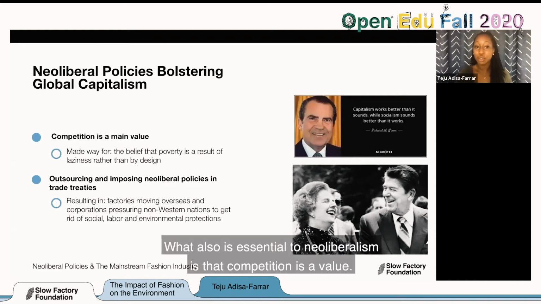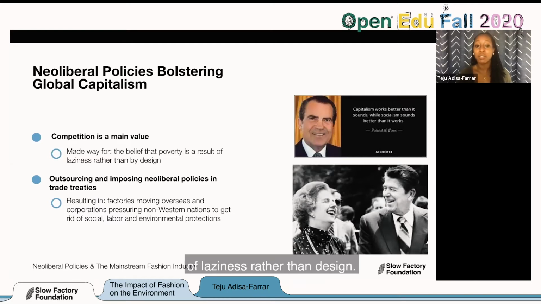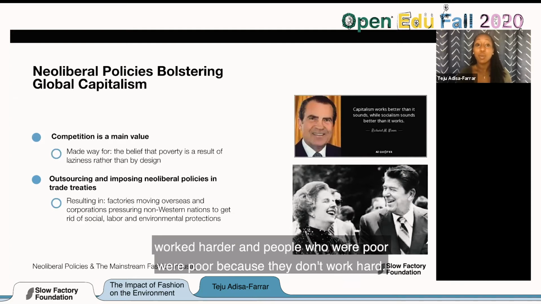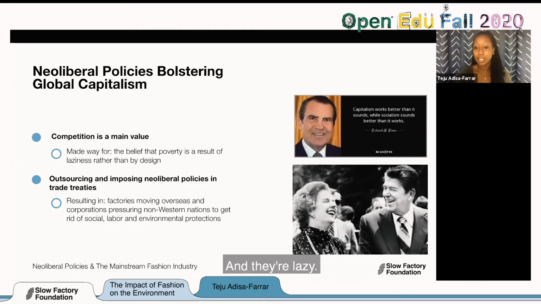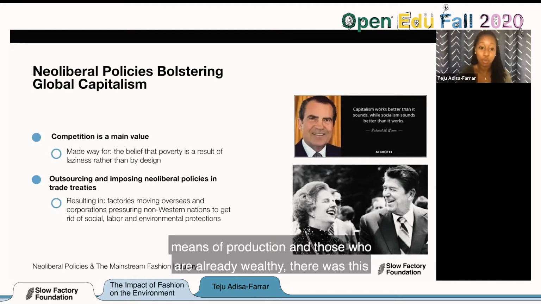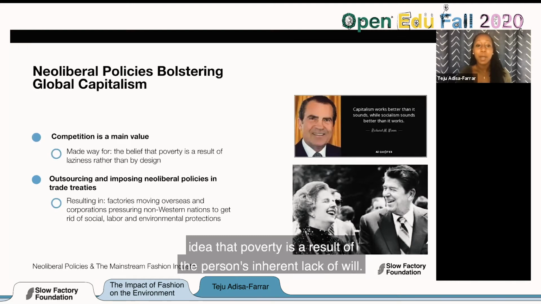What also is central to neoliberalism is that competition is a value. And so it made way for this belief that poverty is a result of laziness rather than design. So for people who got rich, for people who became wealthy, the idea was that they worked harder, and people who were poor were poor because they don't work hard and they're lazy. So rather than understanding the market as favoring those who own the means of production and those who are already wealthy, there was this idea that poverty is a result of the person's inherent lack of will.